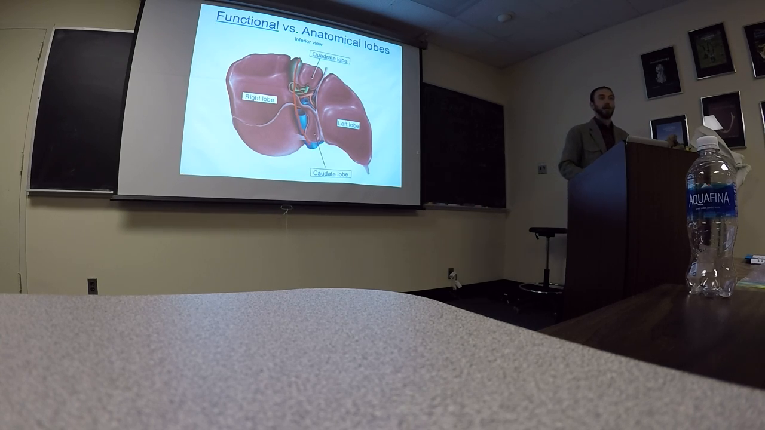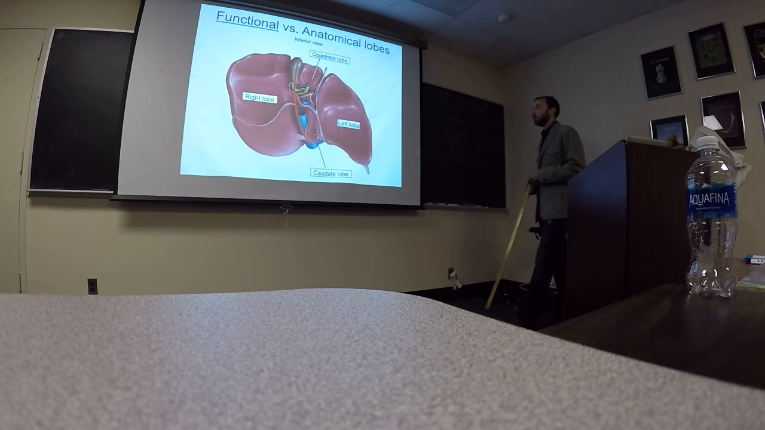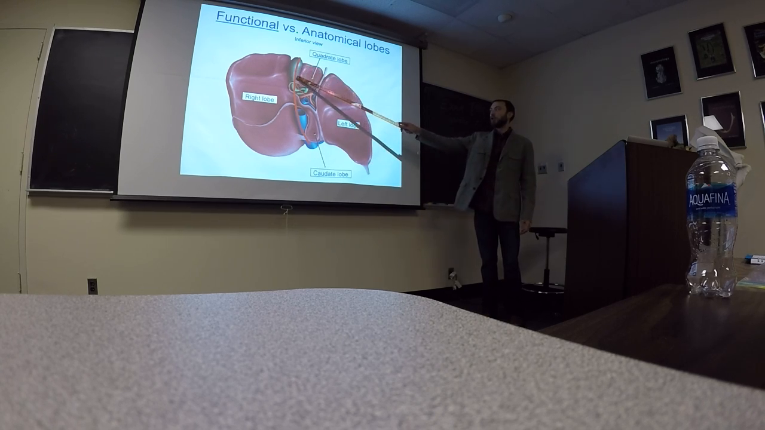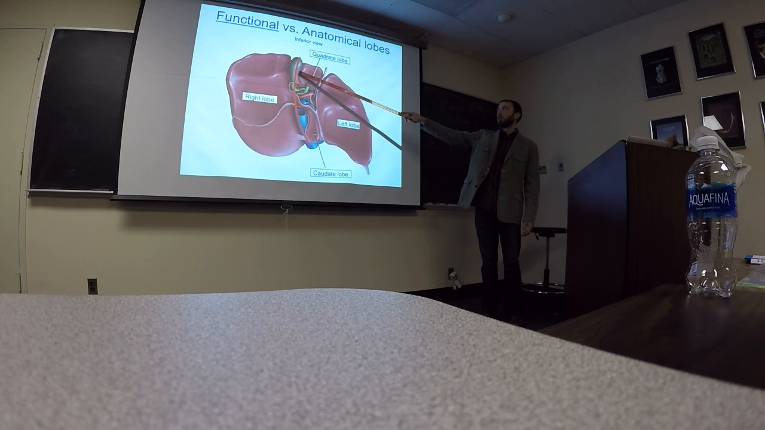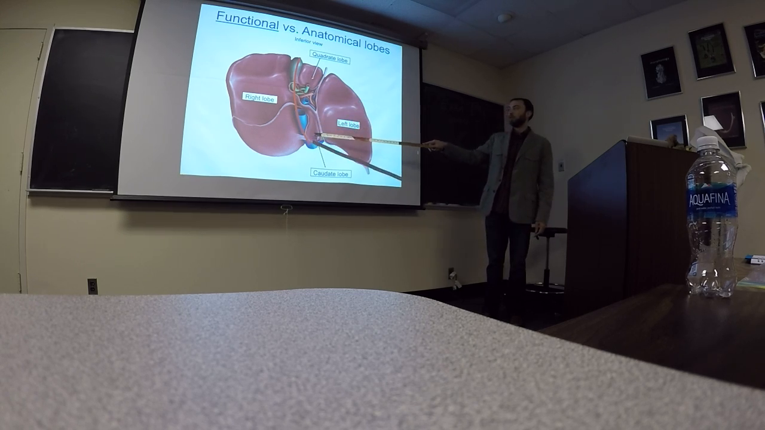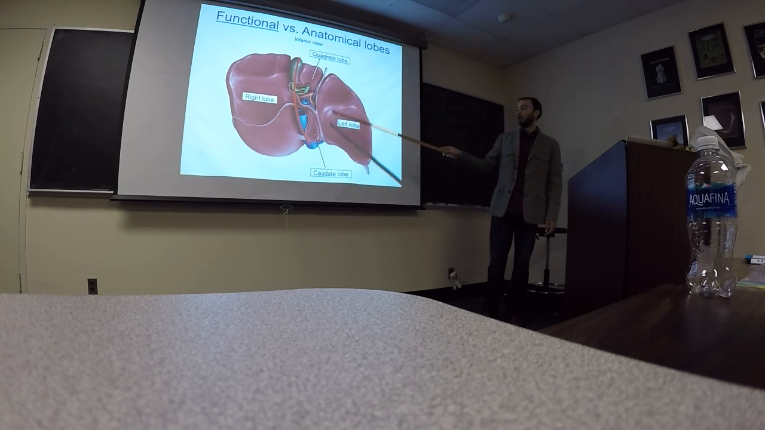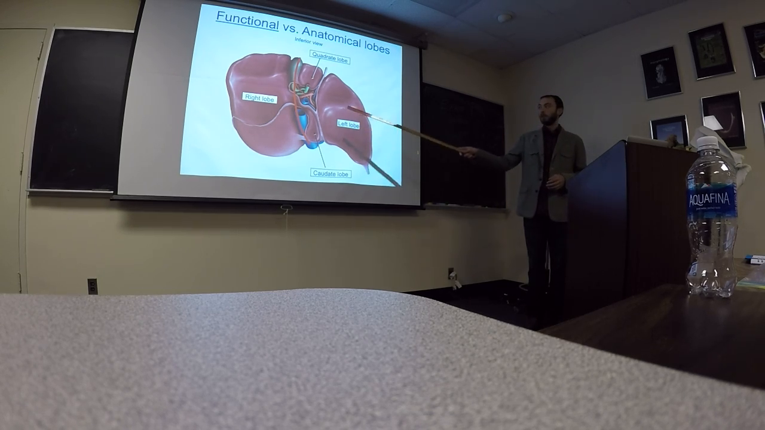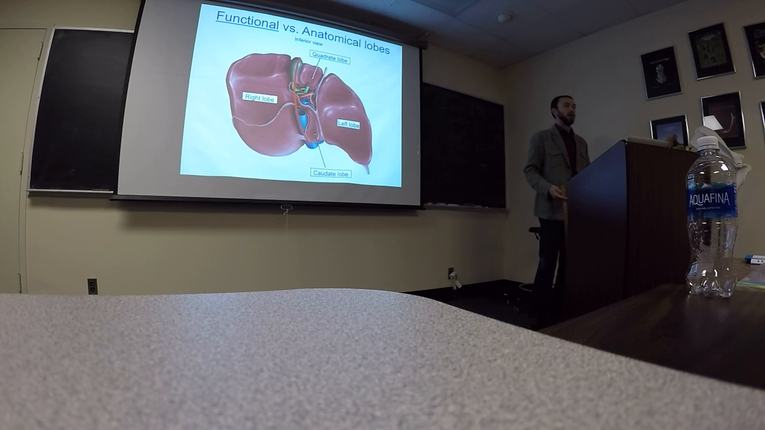If we instead look at bile drainage or vasculature running to the different parts, the functional lobes are going to be divided over here in this line made by the groove for the gallbladder and where the inferior vena cava sits. So the quadrate and caudate lobes are functionally a part of the left lobe or the left liver, and the right lobe is its own separate entity.